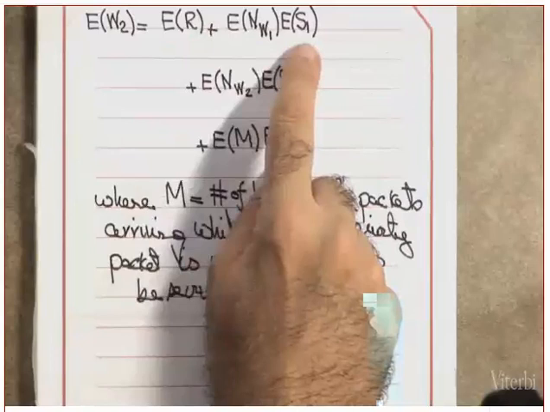Now, what is E of S square? E of S square is E of S square given priority 1, times the probability that it's priority 1, plus E of S square given priority 2, times the probability that it's priority 2. Clear?